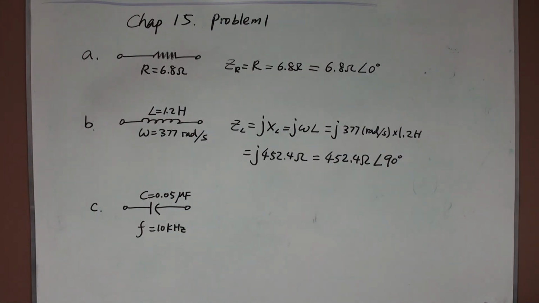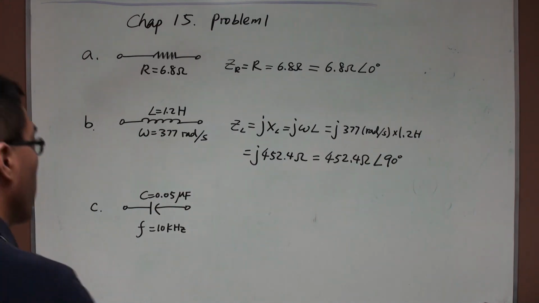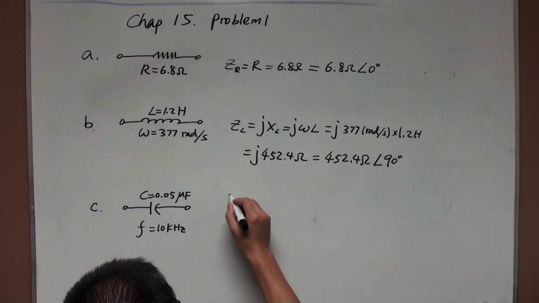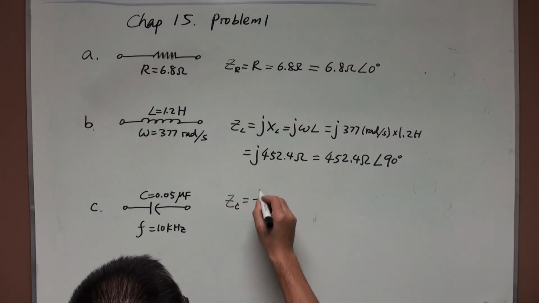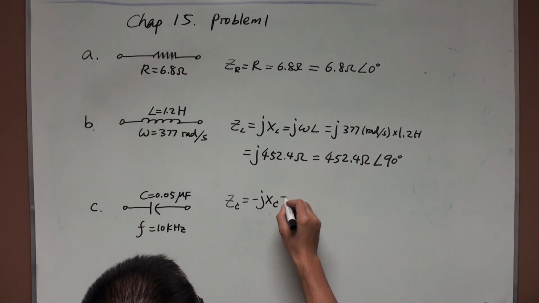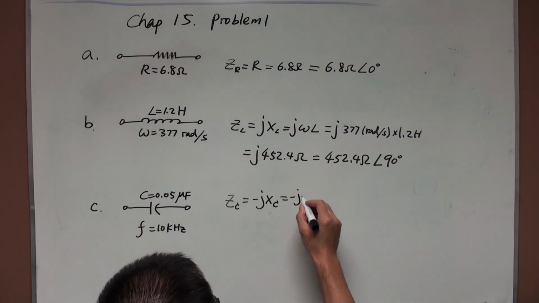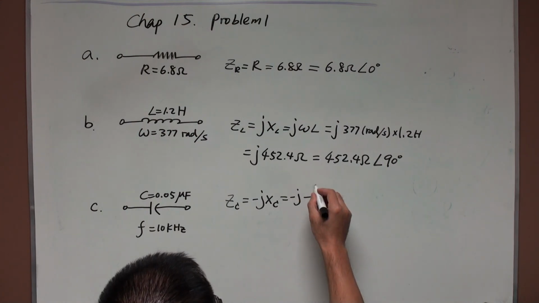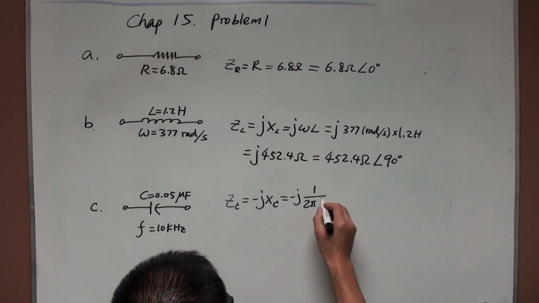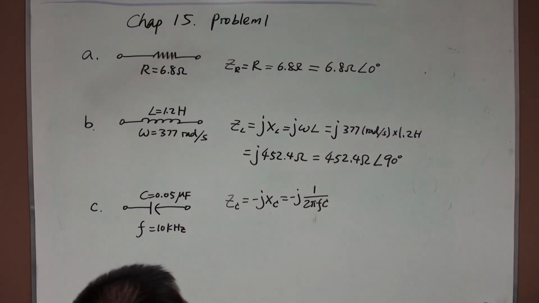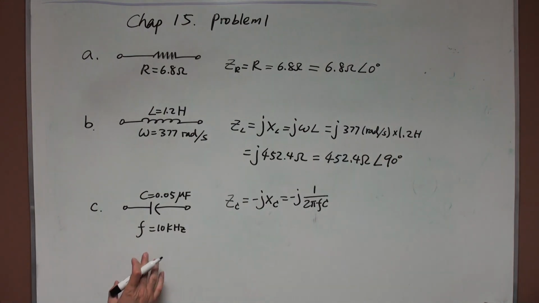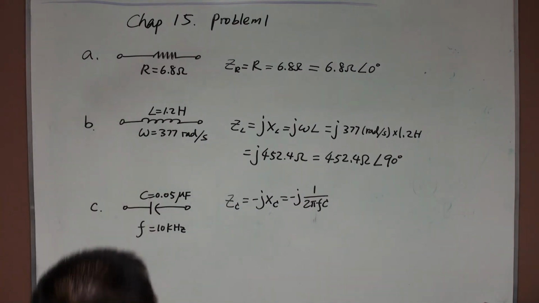All right, so let's look at the capacitor. For a capacitor, we know the impedance can be expressed as negative jXC. We know XC is equal to 1 over 2 pi fC, and 2 pi f is equal to omega. But here we have f as the given value, so that's why we choose 2 pi f instead of omega.